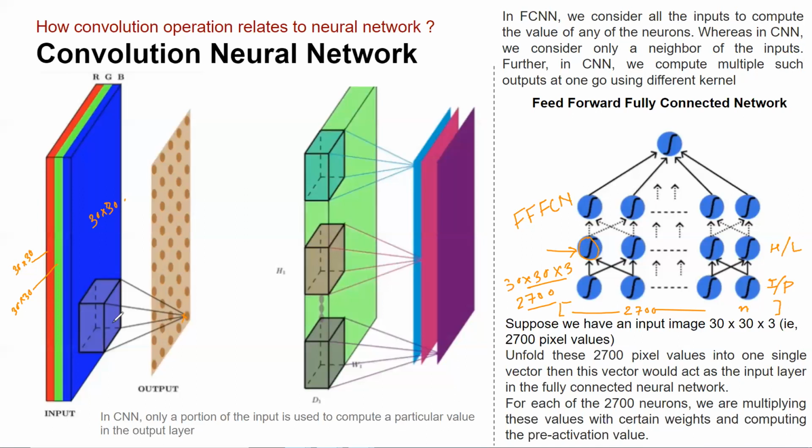So the point I'm trying to make here is that in a feed forward network, in order to update one neuron, you need to rely on all the neurons of the previous layer. Whereas in CNN, in order to update one neuron of the hidden layer, you need to rely only on a few neurons of the previous layer, and those few neurons are nothing but the neighborhood neurons, right?